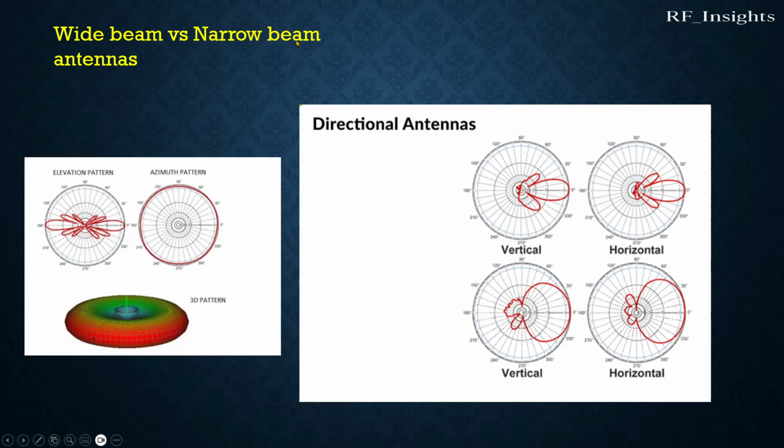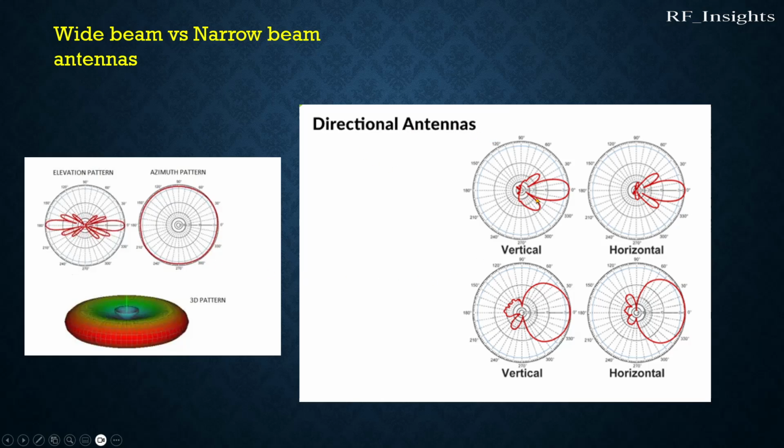Here you can see the concept of narrow beam antennas versus wide beam antennas. On the left side you can see the radiation pattern of an omnidirectional antenna, which radiates in all directions. Here is the 3D view of it, you can see the energy is distributed in each direction equally in this area. And here you can see the elevation cut and the azimuth cut of this radiation pattern. So if you look at this pattern from the top, you're going to see this, and if you look at it from the side, you're going to see this.